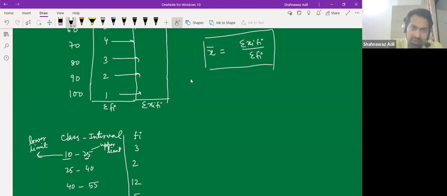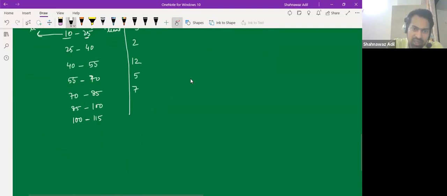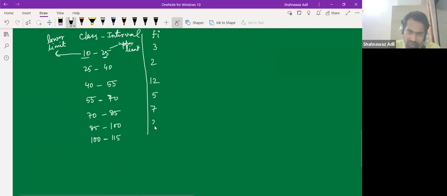Yes, 85 to 100, 2. 2 and then 1. Good, guys. So this is 2 and then this is 1. So this was the purpose of grouping the data, right? We can make the data shorter by just grouping them together.